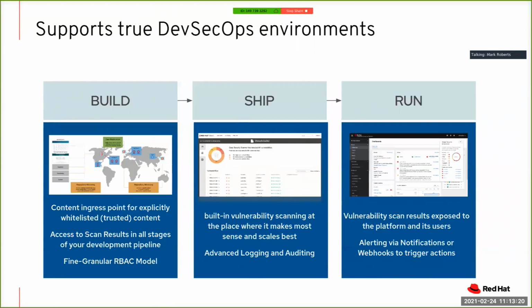And finally, the run. When we're running images that have been deployed into the environment from Quay, then the vulnerability scanning results can be exposed within the runtime platform itself. So there's a little screenshot there showing OpenShift. In the top right corner there, we can see some vulnerability information about some of the images that are being used. And there's a little bit more on that later on as well.